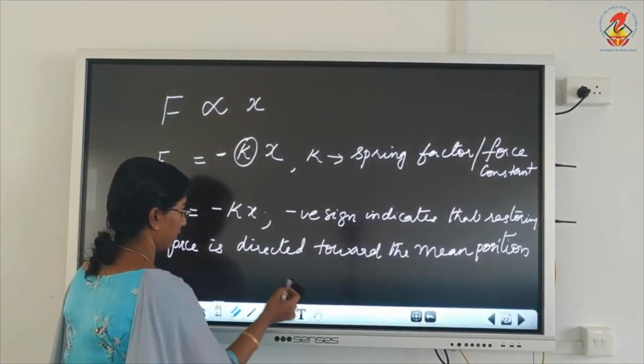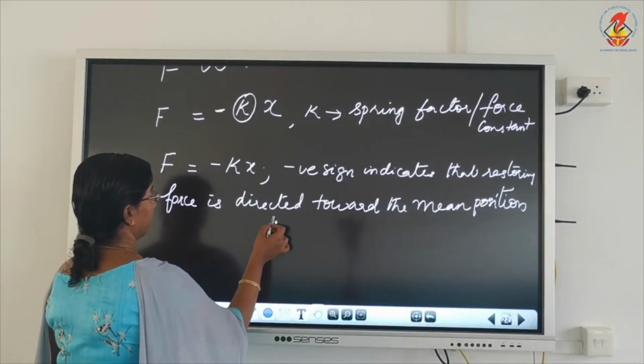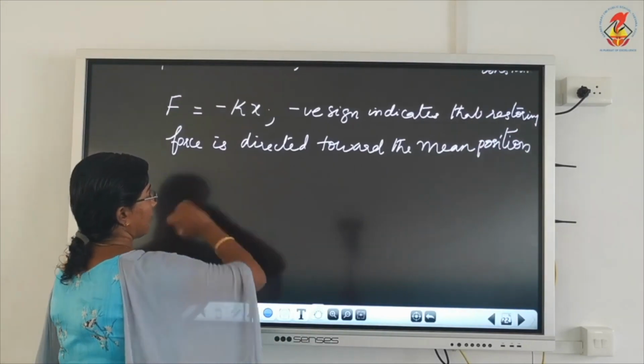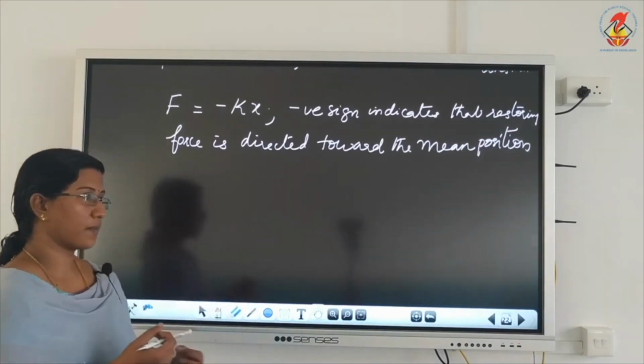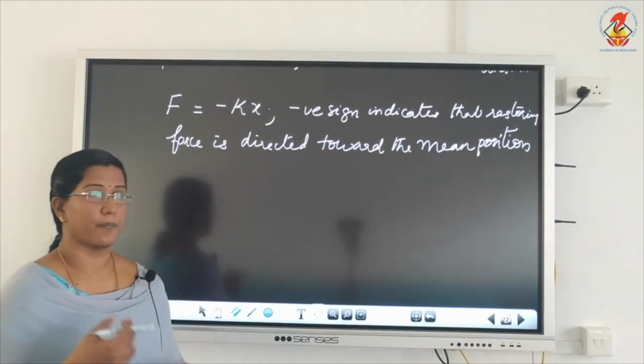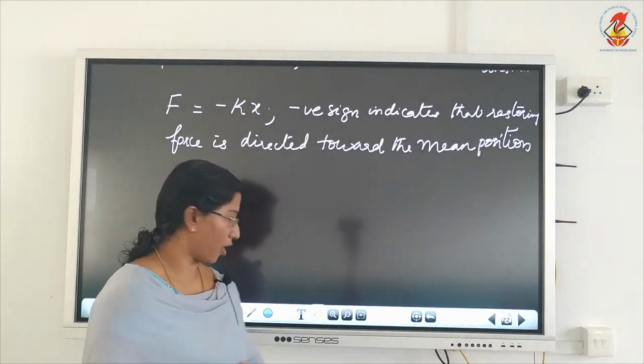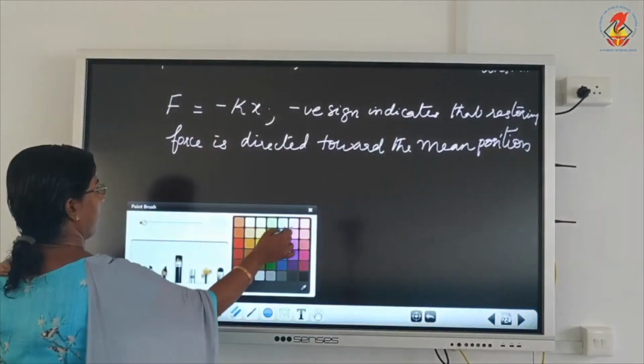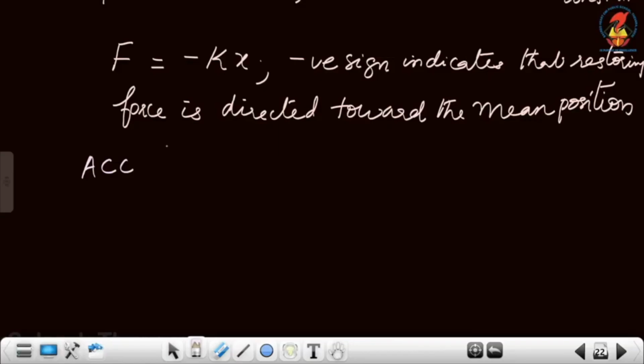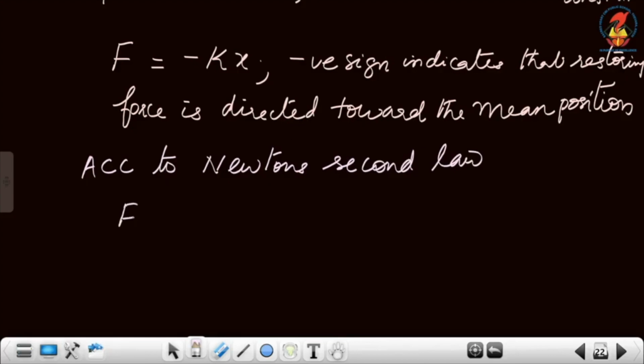Now since we are applying force as the spring is moving, or as the particle is moving, it is getting accelerated. So according to Newton's second law, I can rewrite F is equal to ma.